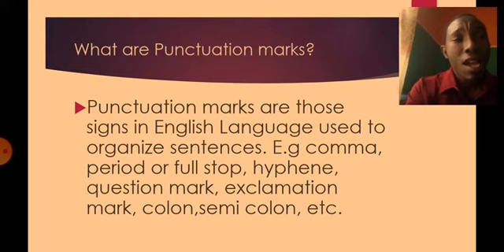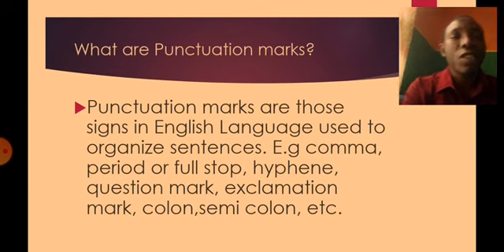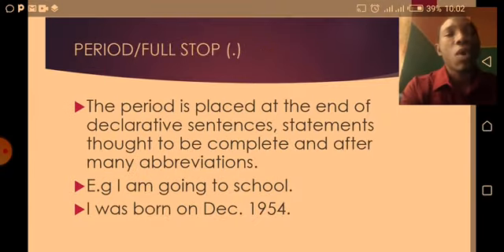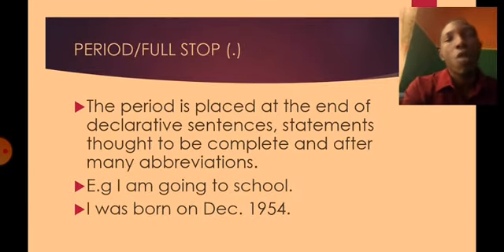Okay? Examples of these punctuation marks are comma, period or full stop, hyphen, question mark, exclamation mark, colon, semicolon, etc. We have about 14 of them, which we are going to look at one after the other. But for today's class, we are going to look at 4 out of the 14 of these punctuation marks. Let's go to the first one, which is the period or full stop.